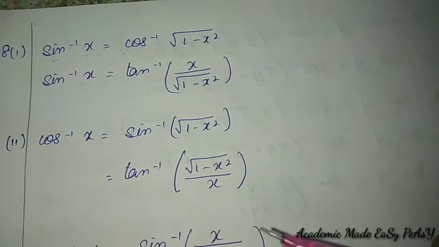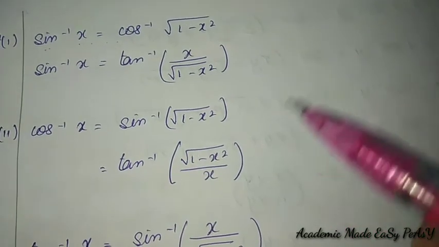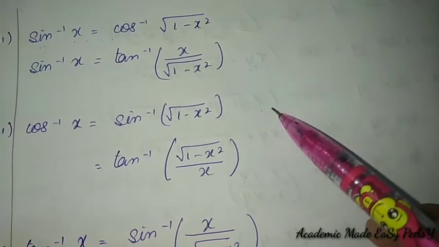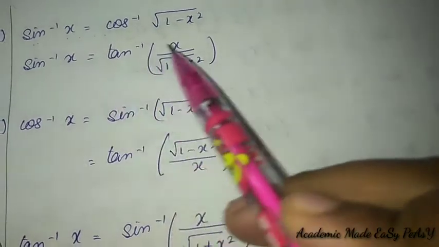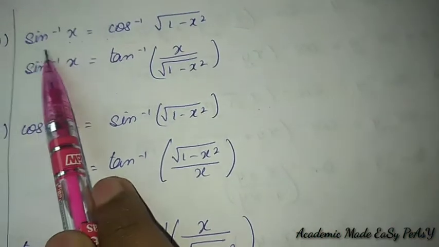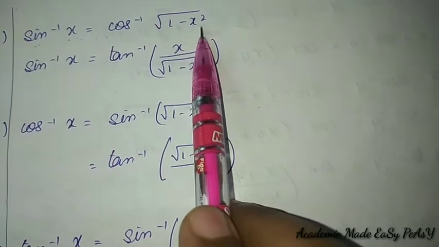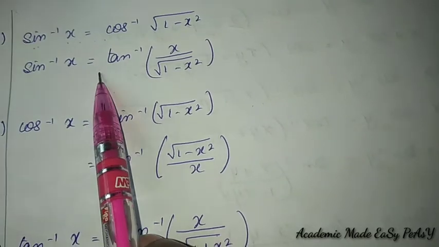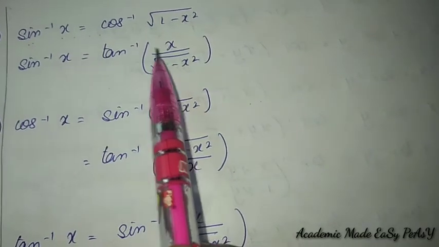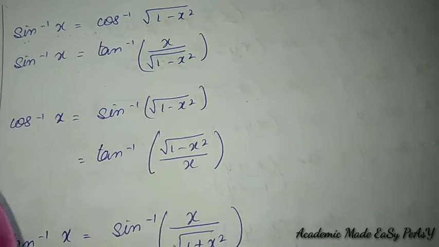Now let us learn the 8th set of formulas. In this set of formulas we will be learning a function in terms of another function. For example, sine inverse can be represented as cos inverse also. Sine inverse can be in the form of tan inverse too. So therefore we will be learning that.